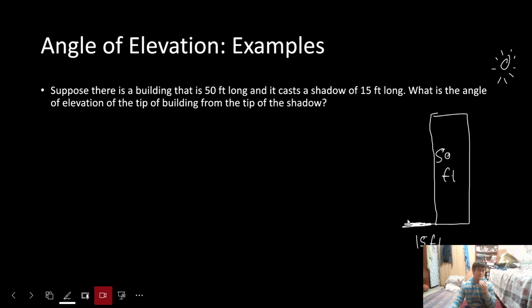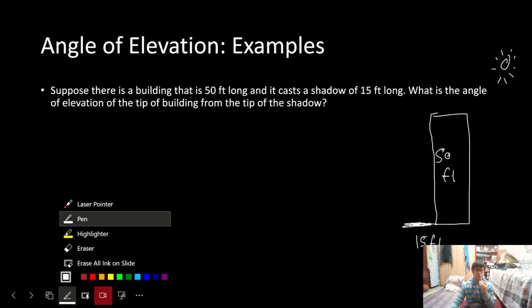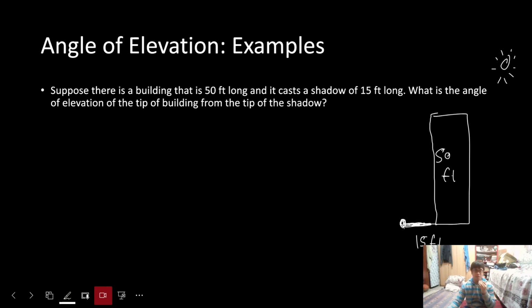Now, our task is to find the angle of elevation of the tip of the building from the tip of the shadow. So from the tip of the shadow, going to the tip of the building, you're going to find the angle of elevation, which is here. Remember, angle of elevation is above the horizontal. Since the starting point is the tip of the shadow, then going to the top of the building.